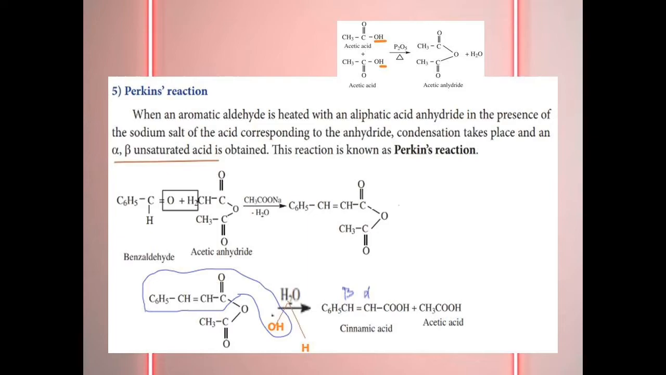Here, which one is alpha? COOH is the functional group. The carbon nearer to the functional group is called alpha. The carbon nearer to the alpha carbon is called beta. Now the alpha and beta carbons have a double bond, so it is called an alpha beta unsaturated acid.